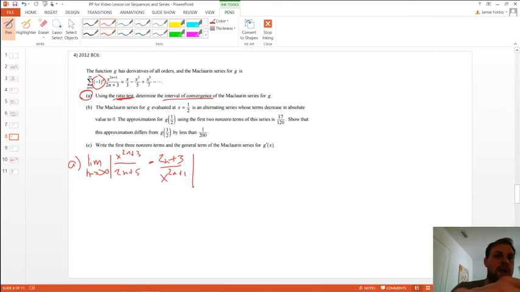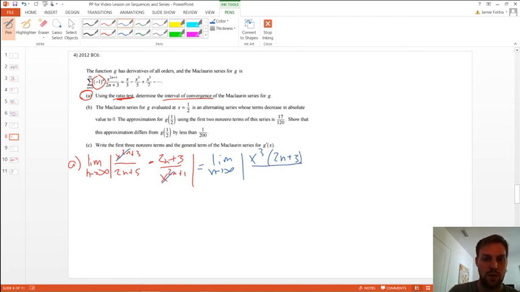Now, if we simplify this out, it looks like the only thing that simplifies is x to the 2n and x to the 2n. So I'm left with the limit as n approaches infinity of the absolute value of x cubed times 2n plus 3 over x to the first times 2n plus 5.